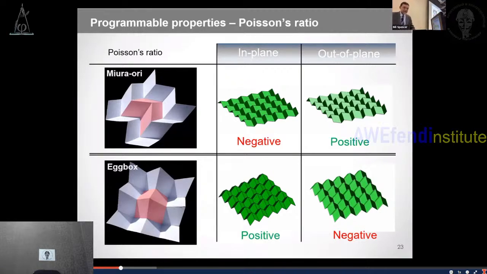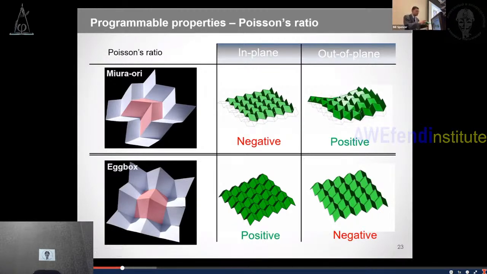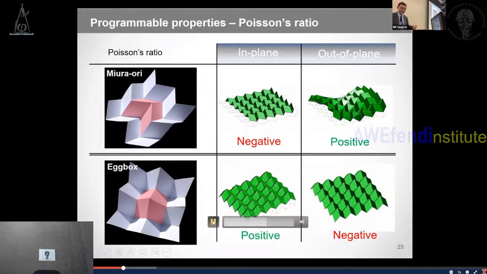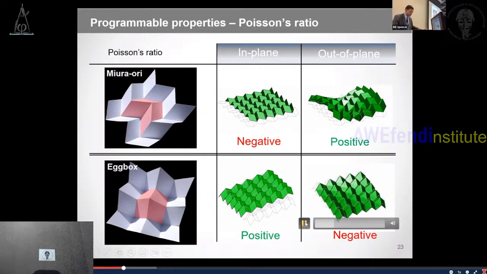The Miura is very interesting because we can show that it has a negative in-plane Poisson ratio. When you shrink in one direction, you shrink in all the directions, as you can see here, and it has a positive Poisson ratio out of plane because it forms this saddle type configuration when you bend. The egg box is the opposite. It has a positive in-plane Poisson ratio like any other material, as you can see here, standard materials like wood, metals, and so on, and has a negative out-of-plane Poisson ratio.